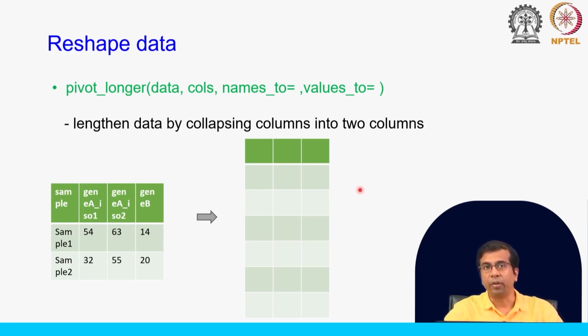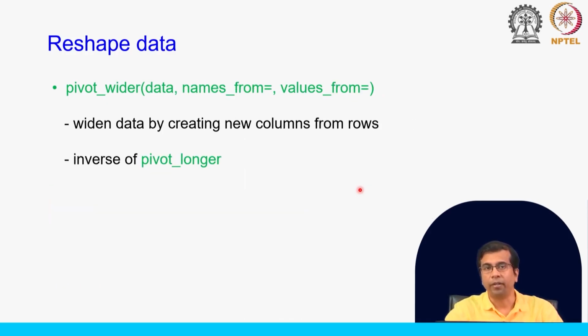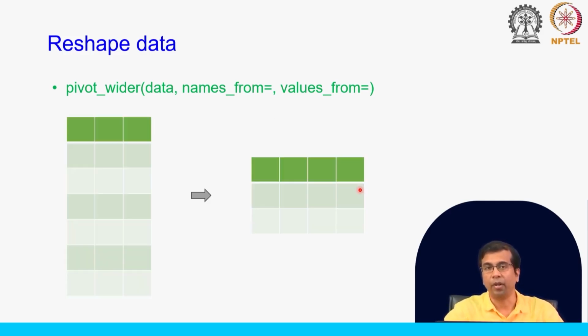There is the pivot wider function. Pivot longer, as you can see, is collapsing columns and creating new rows, and pivot wider is actually the inverse of pivot longer. It will widen data by creating new columns from rows. So, if we had created an object by pivot longer, you can restore it by saying pivot wider. This is the format that we will use.